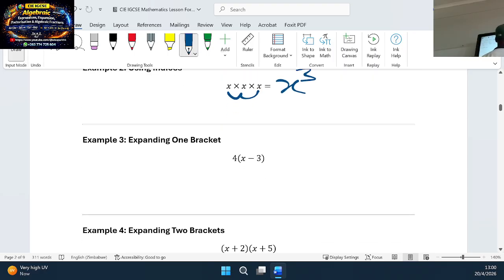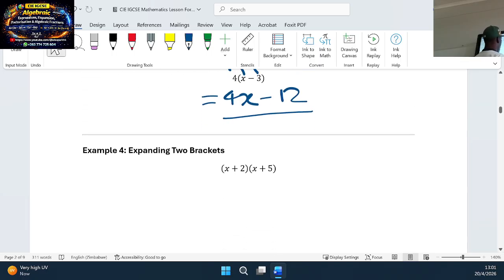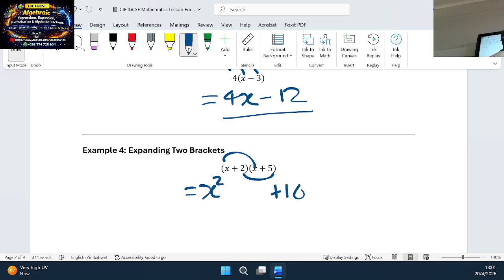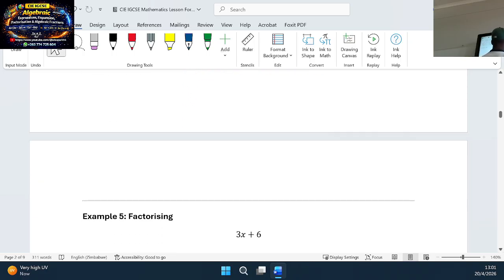Then I'm expanding one bracket. So 4 will multiply x squared, it gives us 4x. 3 multiplying negative 3 gives us negative 12. Still moving, expanding two brackets. This is what we get. x and x, they give us x squared. 2 and 5, they give us the last term, which is 10. Then the adjacent ones, 2 and x, they give us 2x. The last ones, they give us 5x. Those are like terms. So when we combine them, we end up with 7x. That's how we expand two brackets.